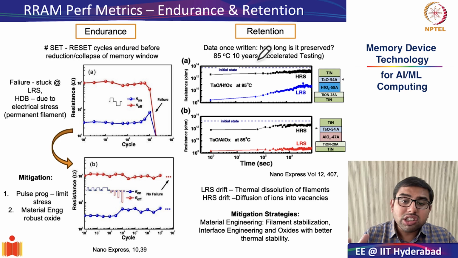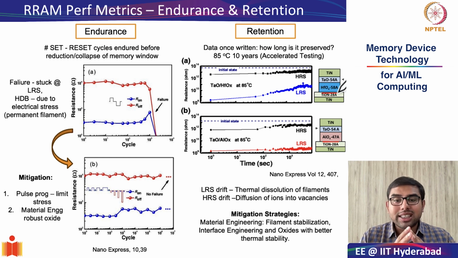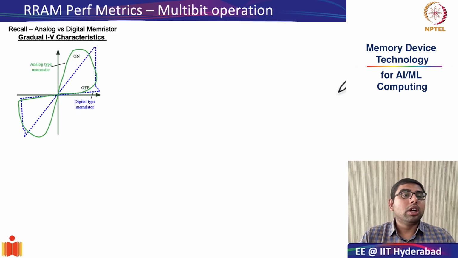So what could be the mitigation strategies to improve retention? They are primarily focused towards materials engineering. It is a combination of interface engineering and having oxides as the functional layer with much larger thermal stability. As you could even see, since the band gap of alumina is greater than that of hafnia, the filament which is formed in alumina, or aluminium oxide, is much more stable compared to that which forms in hafnia. Okay. The fourth performance metric that we will look at for RRAMs is that of multi-bit operation.